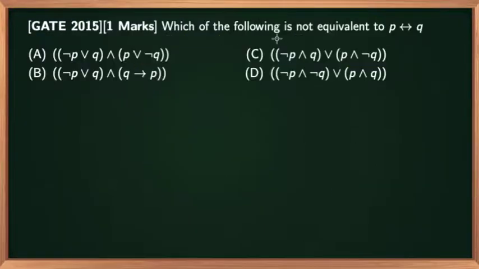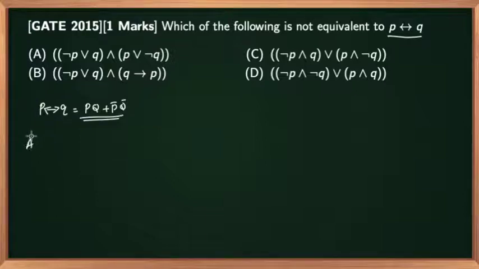Which of the following is not equivalent to p biconditional q, right? So we know that p biconditional q is equal to pq plus p bar q bar, right?